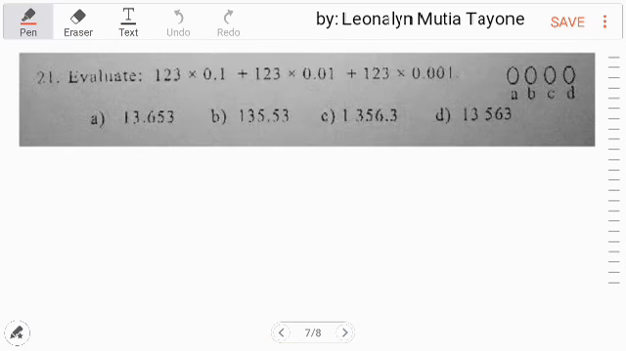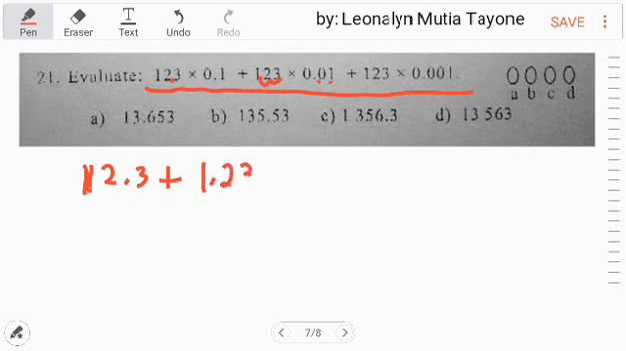Question number 31. Evaluate daw ito. The easiest way to do this ay 0.1. So, itong 123 maging 12.3 plus 0.01. So, mag-move ka ng decimal to the left side twice. And that is 1.23. Plus 0.001. So, mag-move ka ng 1, 2, 3. So, tatlo. So, maging 0.123.